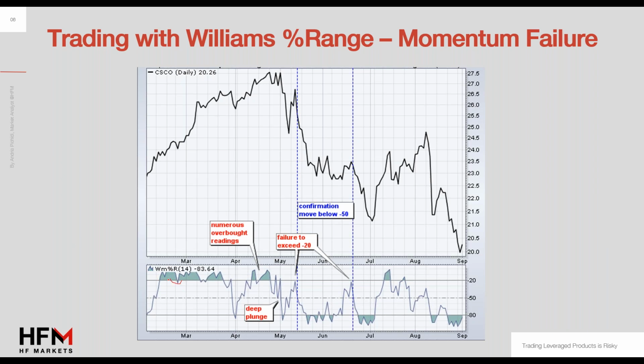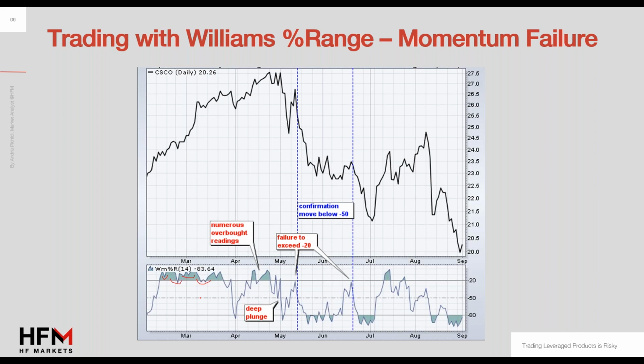Here is a failure to exit minus 20. Here is another. There is another failure to exit minus 20. This one as well. So what that means, if we keep having subsequent failures to exit a particular level, in this case the minus 20 territory, is that the trend is a really strong one and it hasn't run out of steam yet.